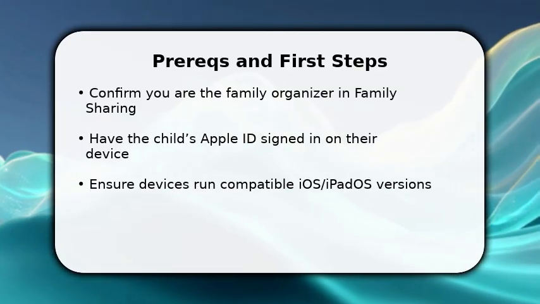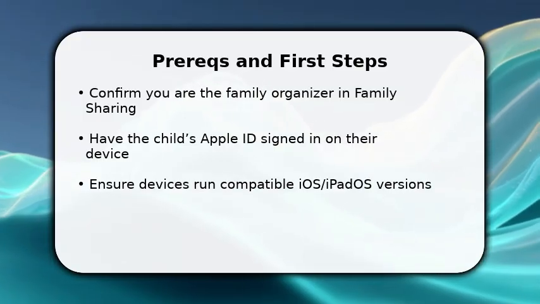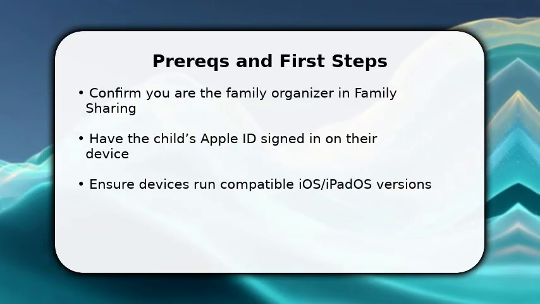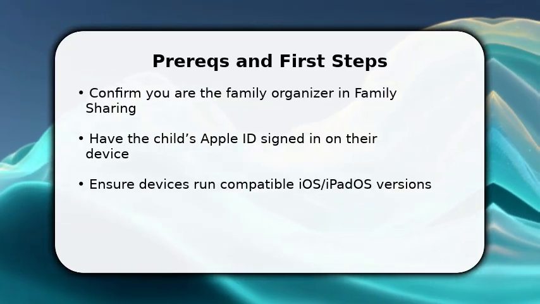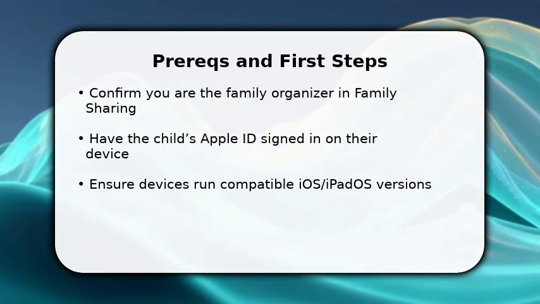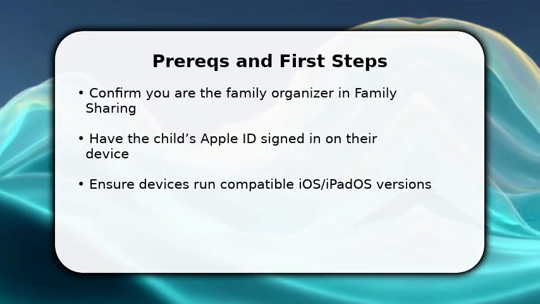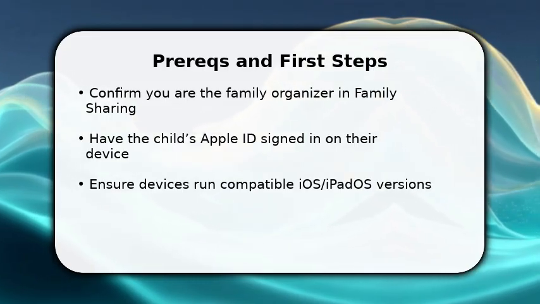You start by confirming the prerequisites. You must be the family sharing organizer, and the child must have an Apple ID signed in. Once done, open Settings on your device and tap your name, then Family Sharing to locate the child's account. Make sure both devices are updated. Outdated software can hide controls.